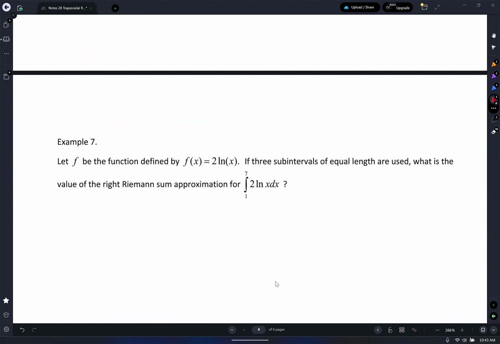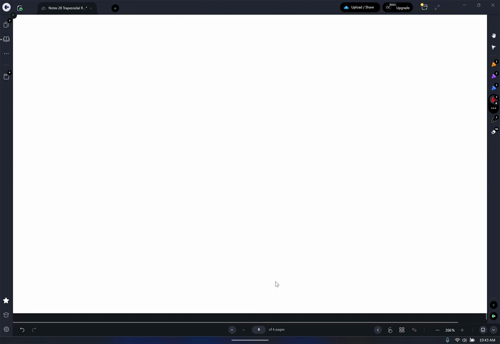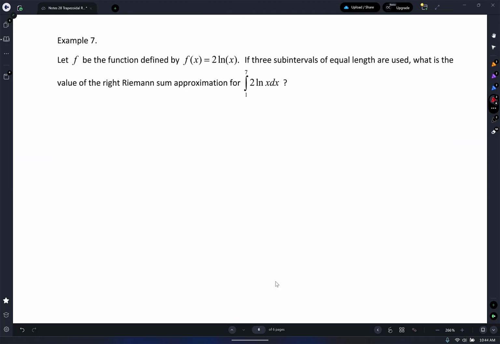All right. Let's go to this last one here. Let f be the function defined by 2ln x. If 3 subintervals of equal length, so they're equal length now, are used, what is the value of the right Riemann sum? Okay, does everyone know how 2ln x looks like? Do you want me to draw it? Are you guys visual? Okay, here's how it looks like. Come on, you don't have to be perfect, guys, but we should at least know some basic graphs. Here it is, 2ln x.